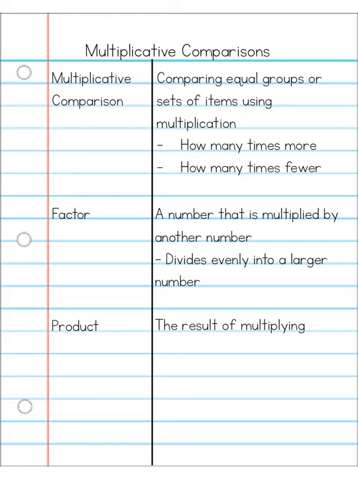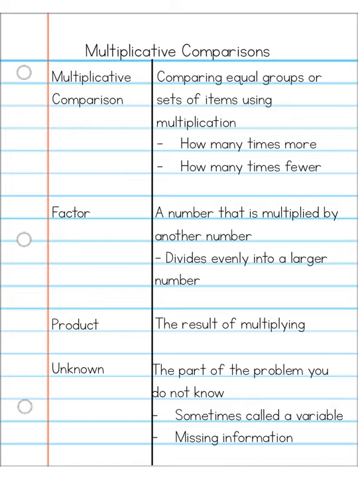The next word is product. Product is the result or answer of multiplying. So a product is the answer you get when you multiply numbers together. So my example of 2 times 5 equals 10, that number 10 would be the product because that was the result of multiplying 2 times 5.